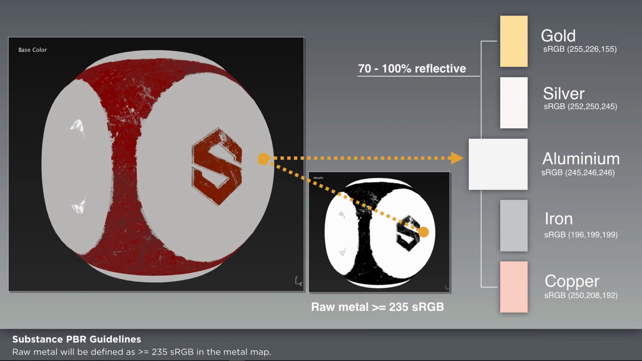Some effects like dirt on metal can have more pronounced transitional states, where the metal map is no longer just black and white, but also contains some transitional grayscale values to indicate the blend of two materials, such as in the case of a dirt layer on top of metal. For the metal map, when you have values lower than 235 sRGB, then the reflectance value in the base color needs to be lowered, as you are indicating a dielectric instead of a raw material.